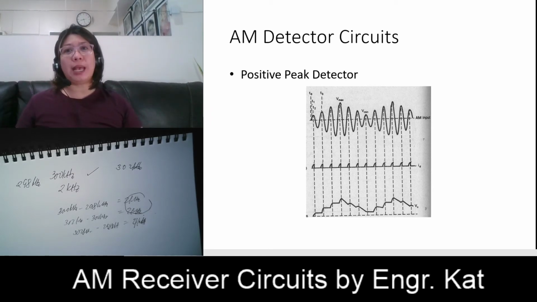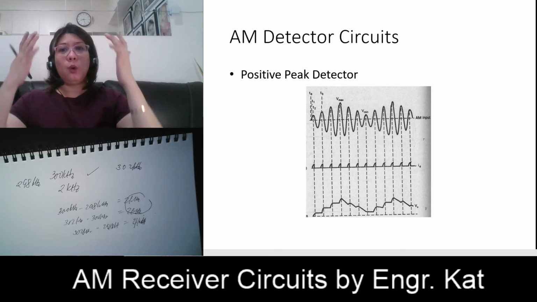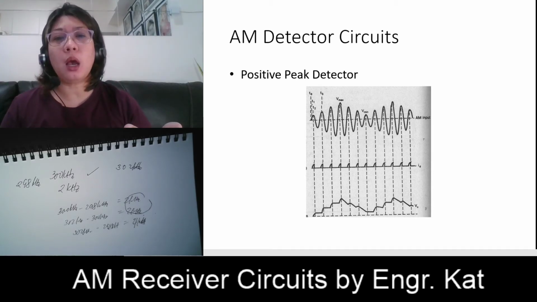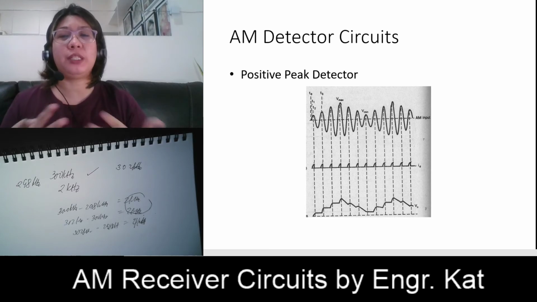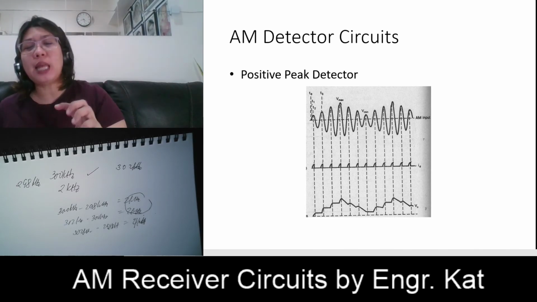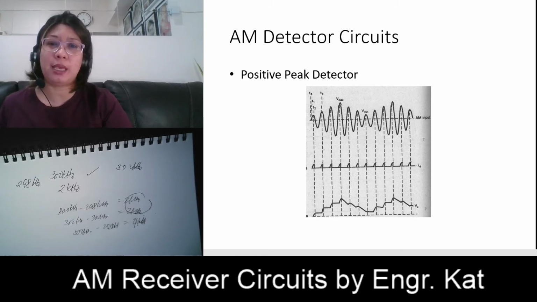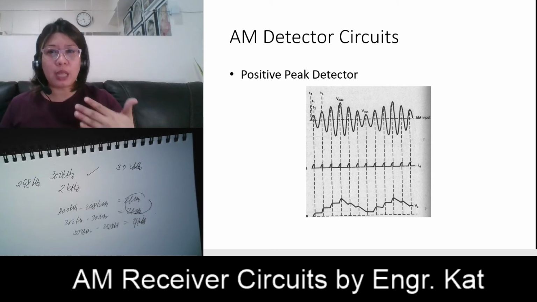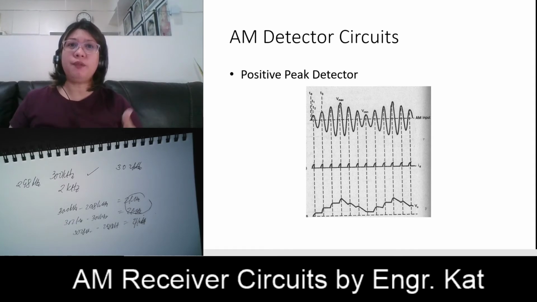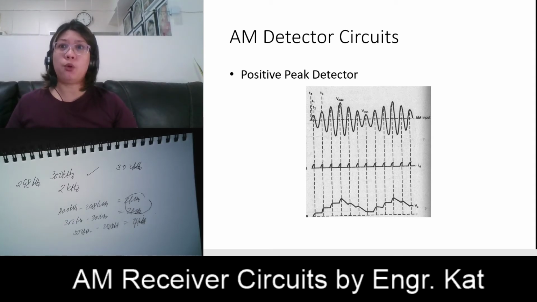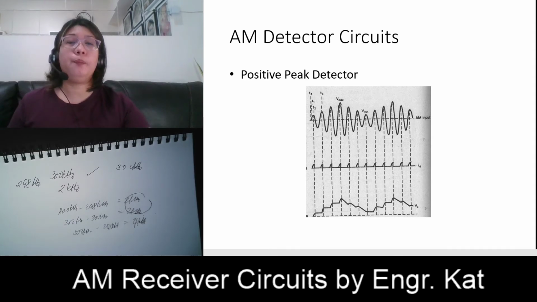Actually, it is a positive peak detector because we detect the positive side. But when you reverse the diode, the diode will be forward biased at the reverse cycle. Therefore, we will have the negative side of your waveform, so we now call that the negative peak detector.